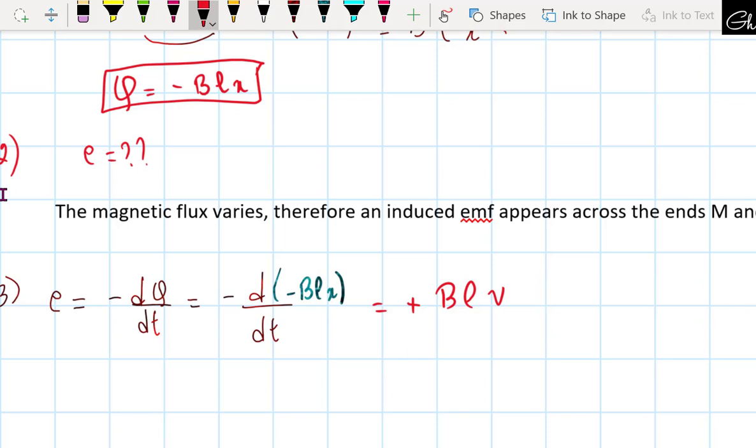We can do it in 2 steps if you want. So we can write it here, dx/dt. All these are constants, B and L, and the answer will be BLv.